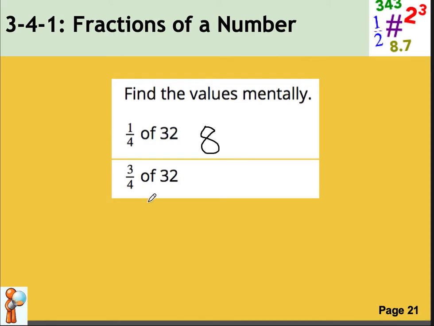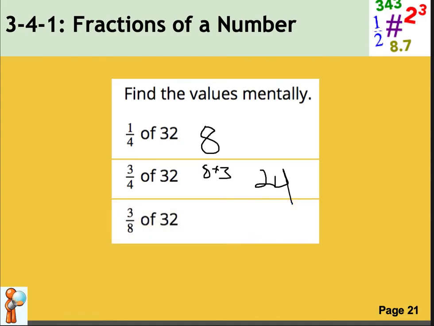Now solve 3/4 of 32. Hit pause and solve this mentally. So I know when I am solving this, I already know that 8 is 1/4. So I might do 8 times 3. That is one way you could do it. Or you can do 32 divided by 4 times 3, which is the same thing that we did there. What did you get? I got 24.